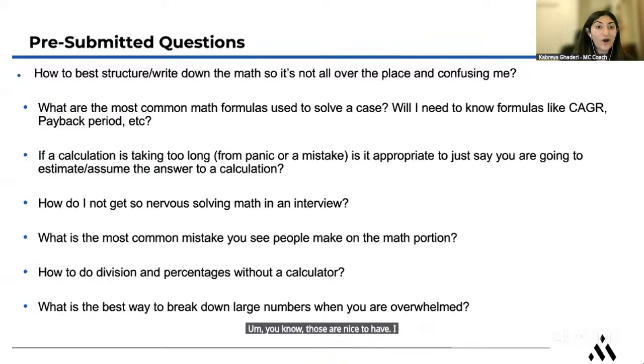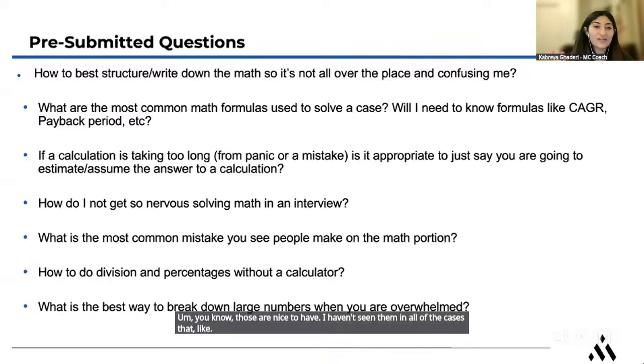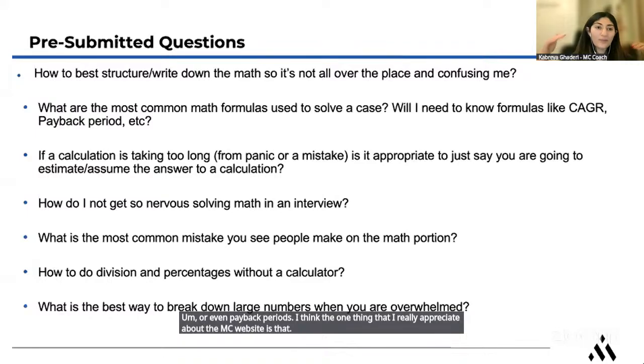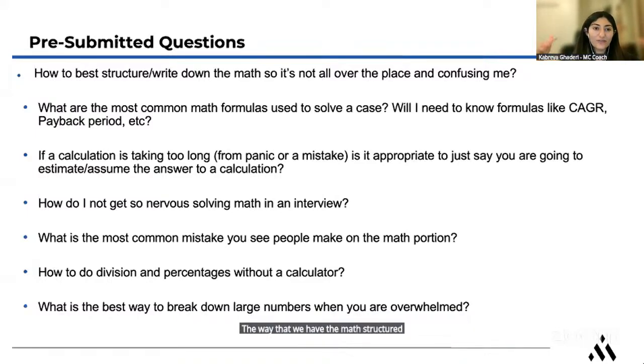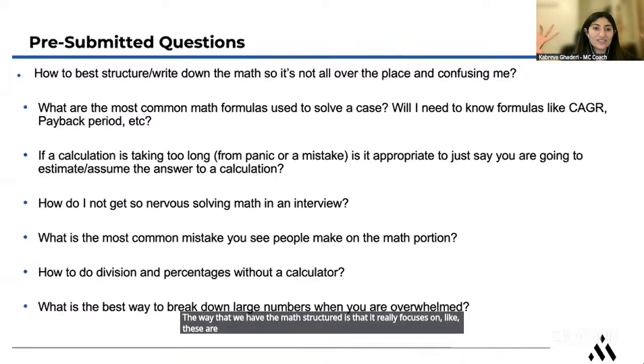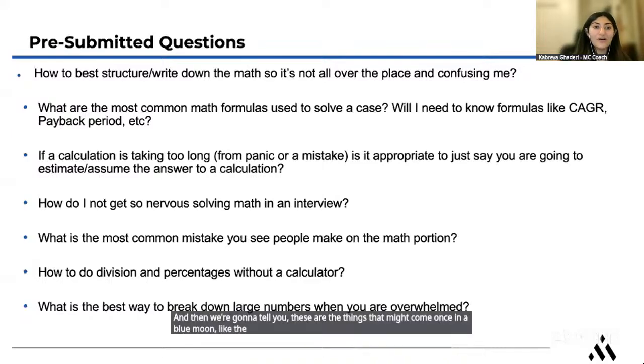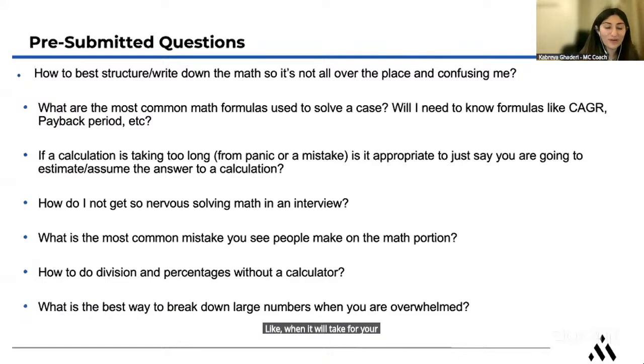I haven't seen them in all of the cases that I have given, but even as an applicant, or even payback periods. I think the one thing that I really appreciate about the MC website is that the way we have the math structured really focuses on the things that are going to get you to 90% of what you're going to be exposed to. And then we tell you these are the things that might come once in a blue moon, like the rule of 72 for thinking about when it will take for your investment to double.